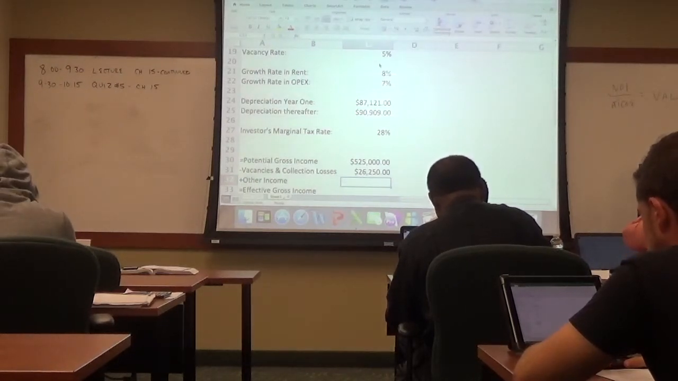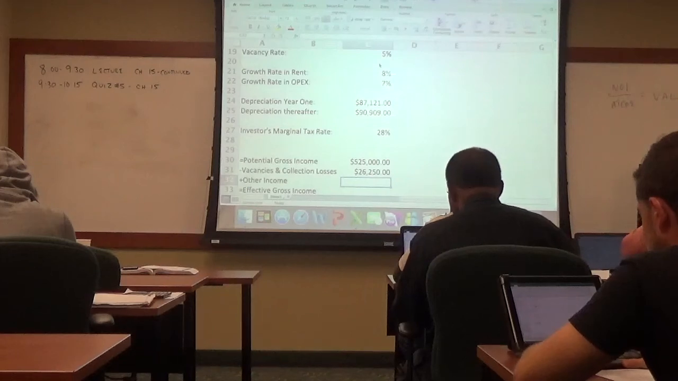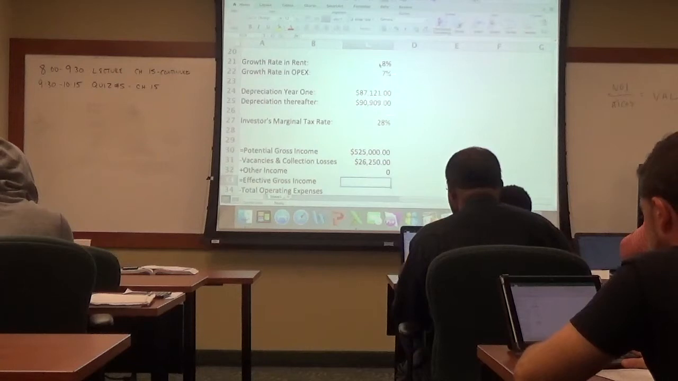Okay, we have no other income. I just inserted that because that's typically what we have always done. So I'm just going to put a 0 in there for other income.